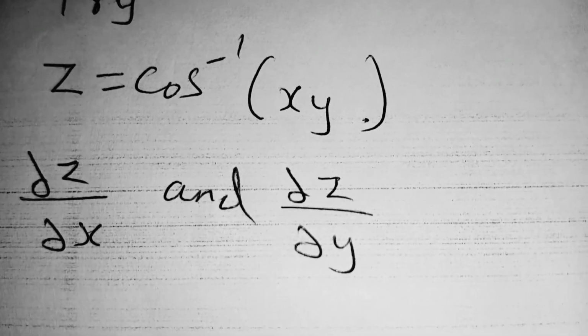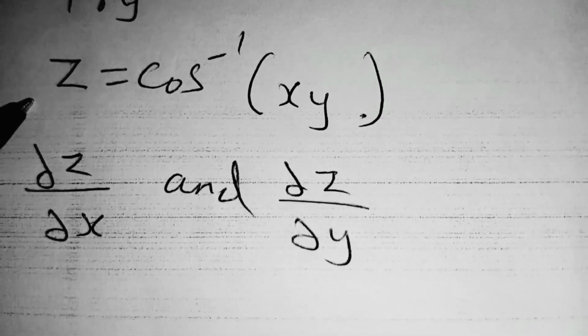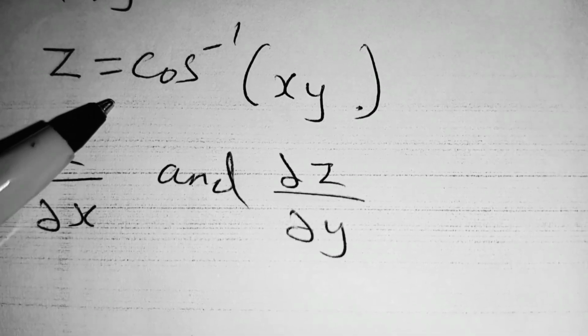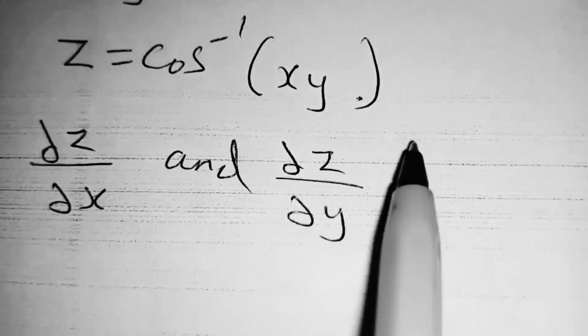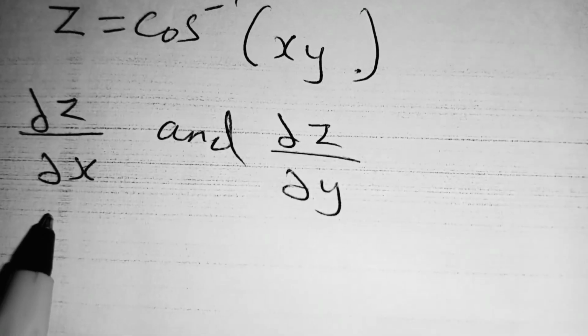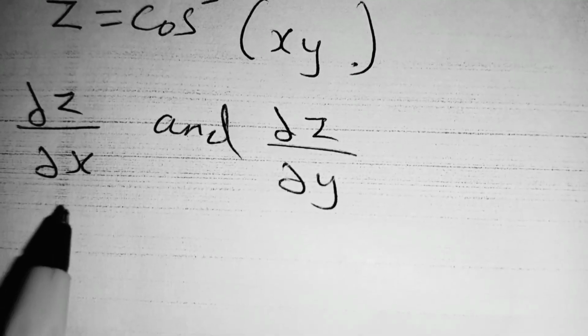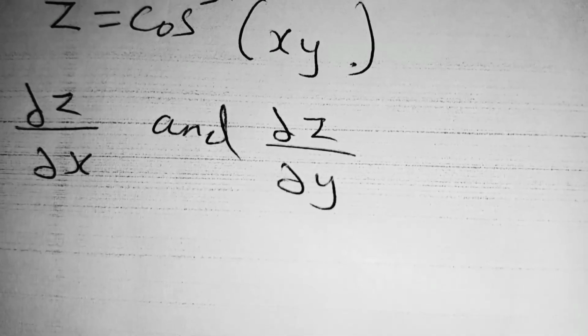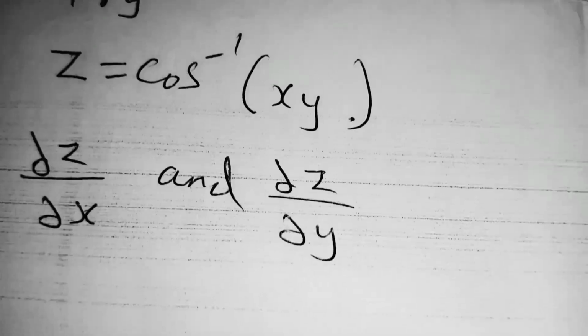So try to do this in your own time. When you are given z is equal to cos inverse of xy, try to obtain the partial of z with respect to x and the partial of z with respect to y in your own time, and let me know the result.